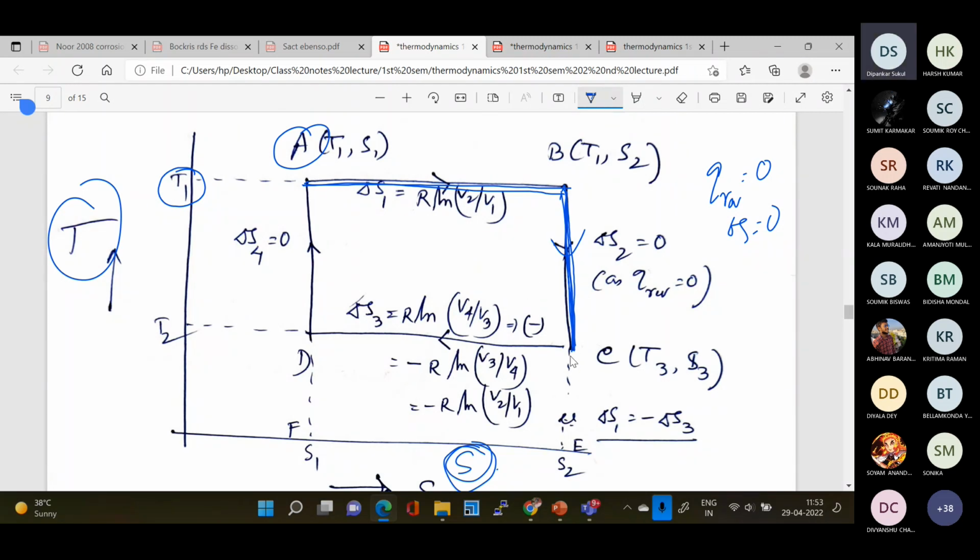Then isothermal compression, volume is decreasing. That means entropy is decreasing, randomness is decreasing. And the last step is reversible adiabatic compression. That means entropy will remain the same, temperature will increase. This is the variation of temperature and entropy for an ideal Carnot cycle.